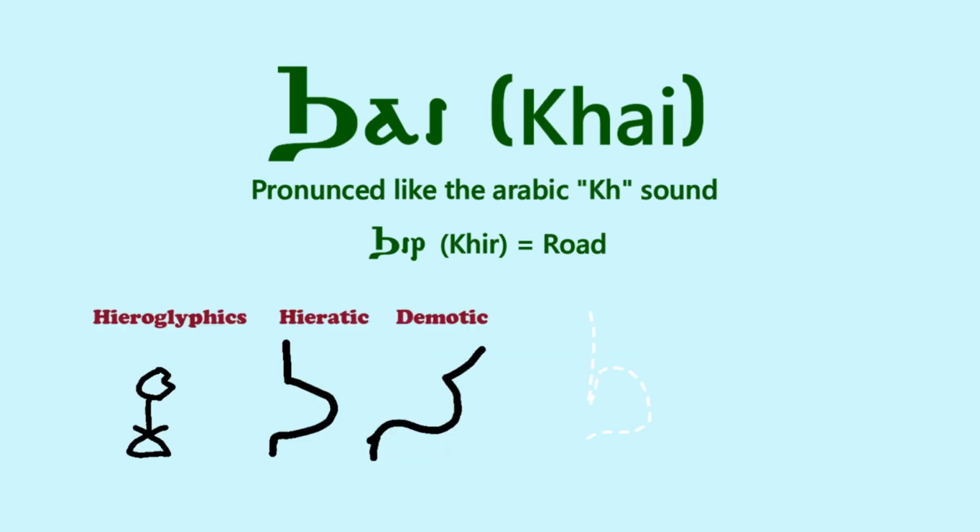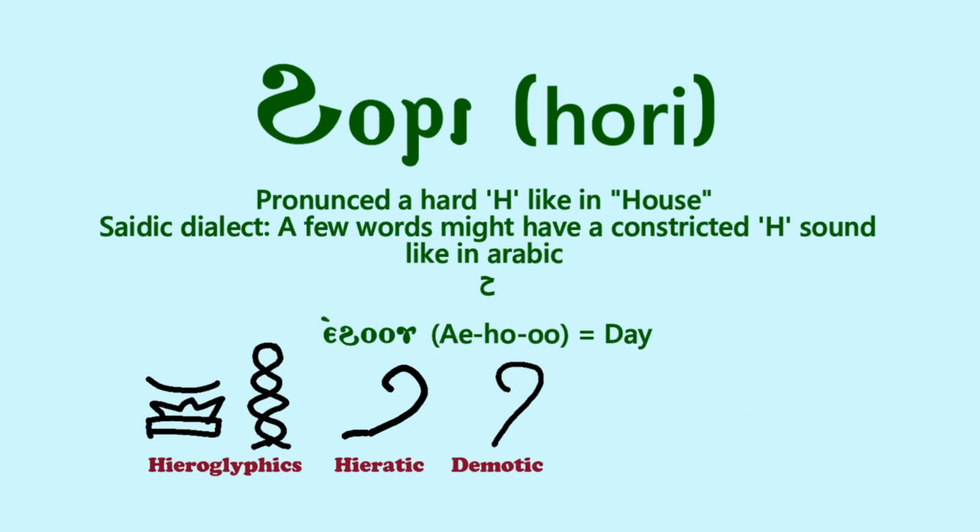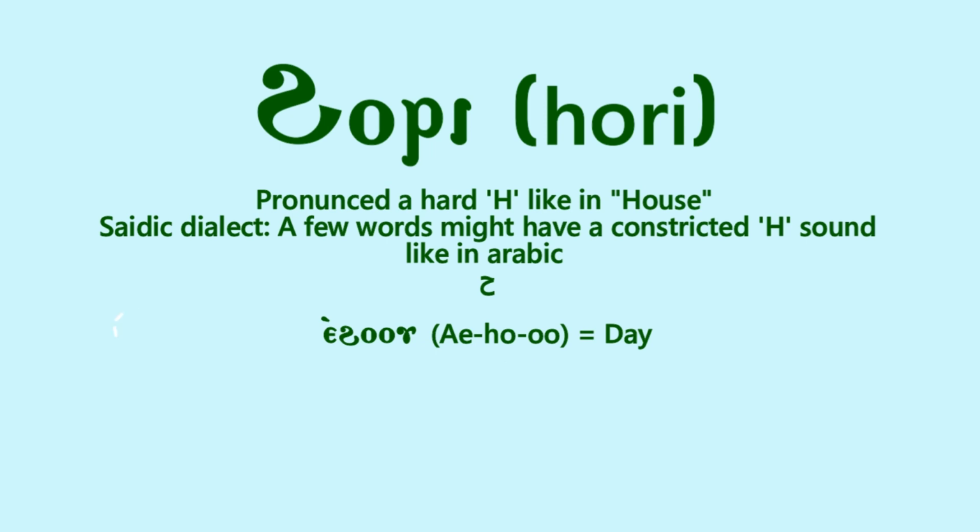Now we have the letter chai, which is like an Arabic kha. We have hori, which is like an English H. In the Saidic dialect you might find it with an h sound, but in most of the Bohairic dialects it's only an H sound, just like in English in the word house. The word for that in Coptic would be ehu'u, which means day.